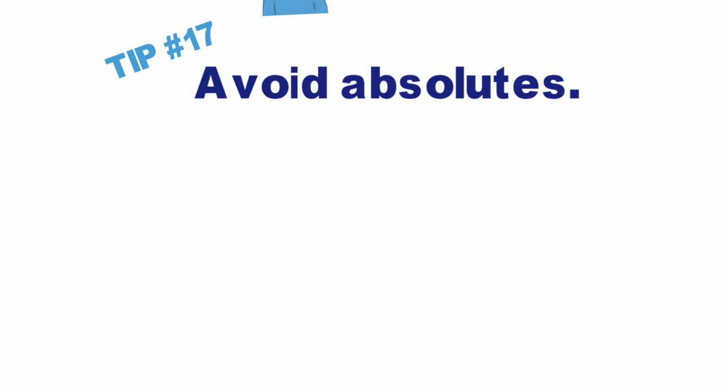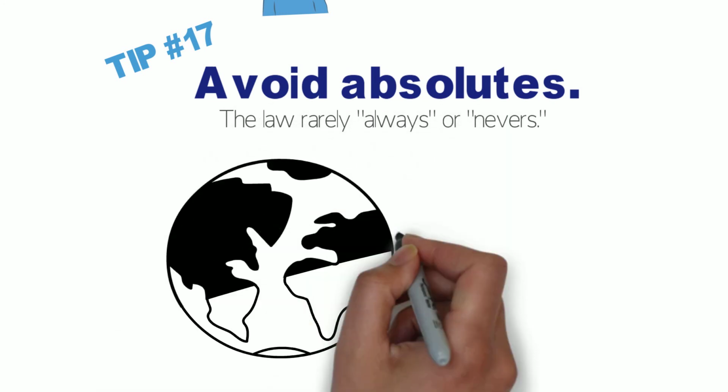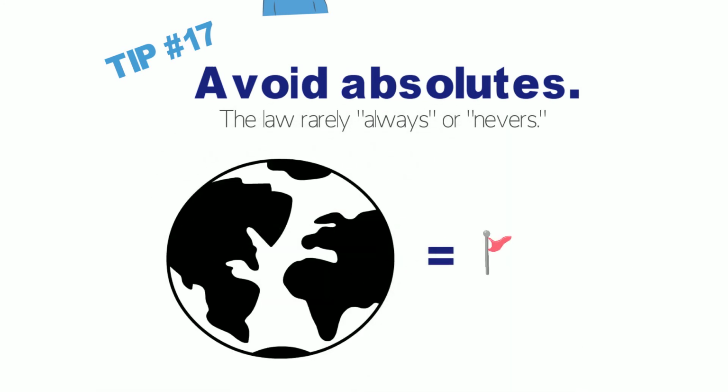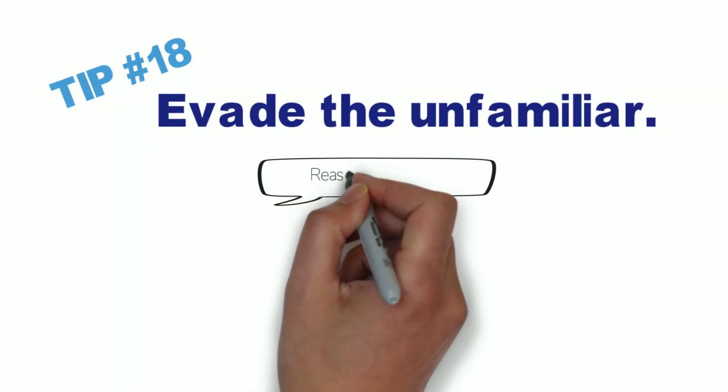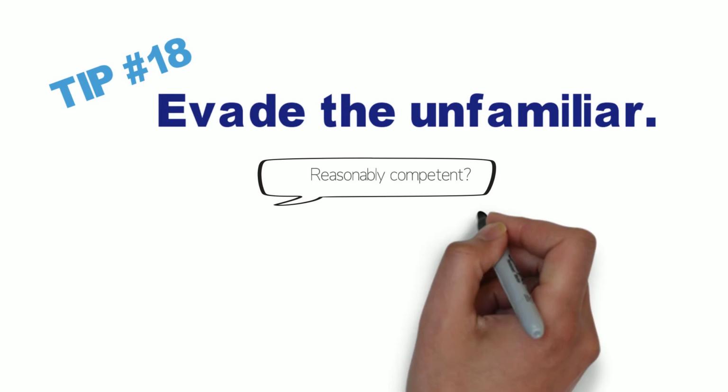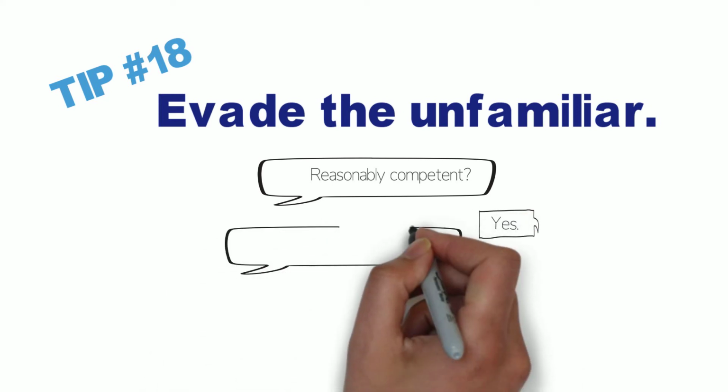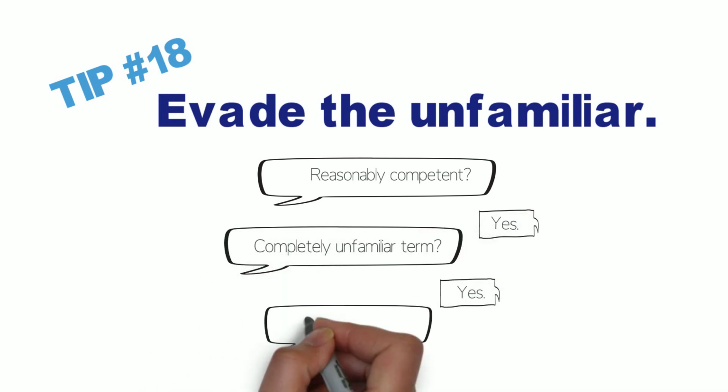Tip number 17, avoid absolutes. The law, rarely, always, or nevers. Answers suggesting a black and white world are usually red flags. Tip number 18, evade the unfamiliar. Test writers like to make up new Latin terms, rules, and exceptions. If you're reasonably competent in an area, odds are that anything that sounds completely unfamiliar is an evil trick.